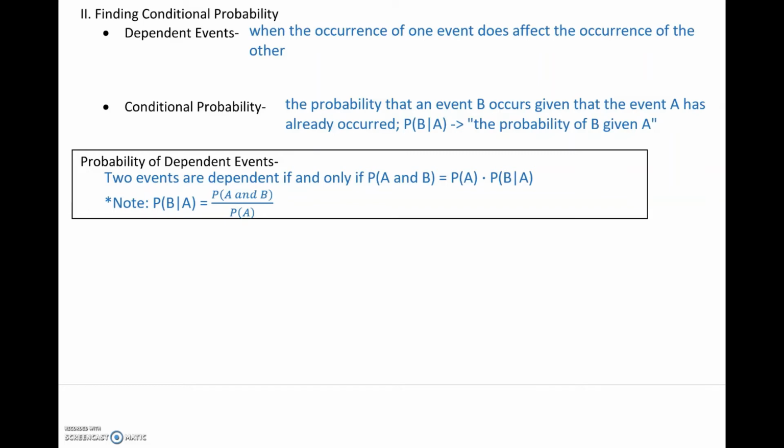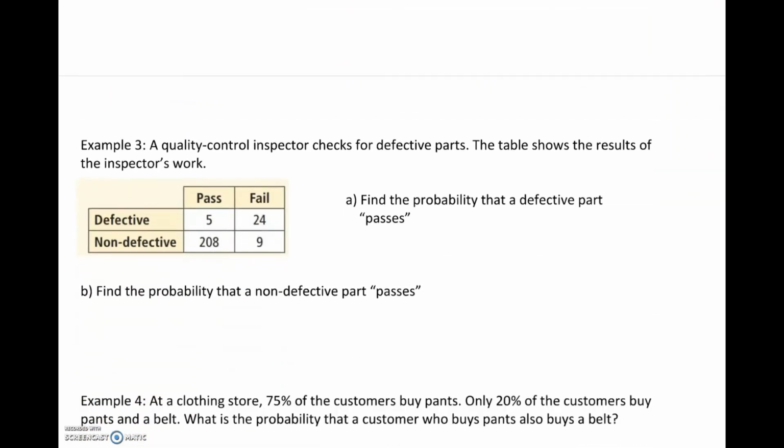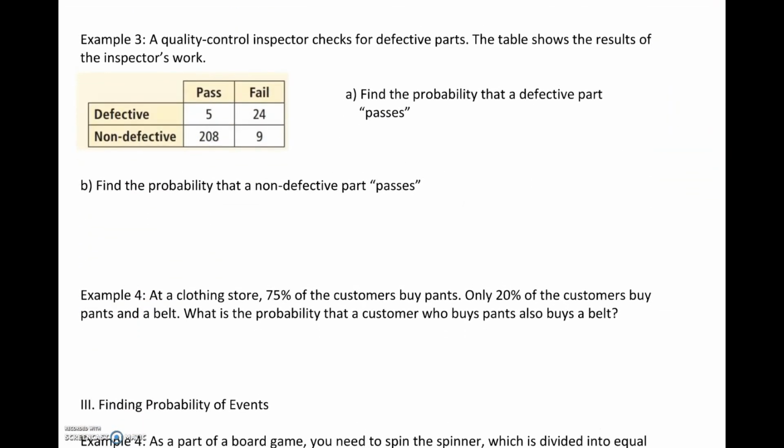Okay, so let's move on to example 3. So we have a quality control inspector checking for defective parts, and the table shows the results of his or her work. We want to find the probability that a defective part passes. So if we want to rewrite this using probability notation, what you want to see is, okay, we've got basically conditional probability happening. If you're not sure, I'll show you how this works.